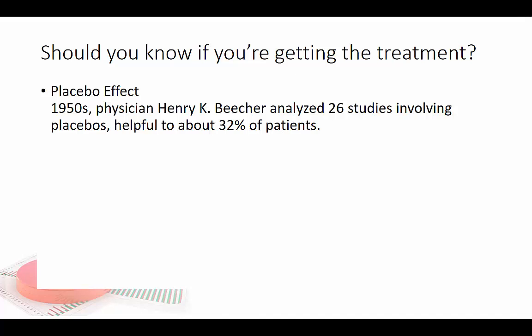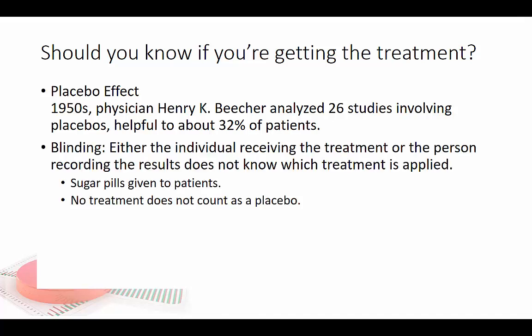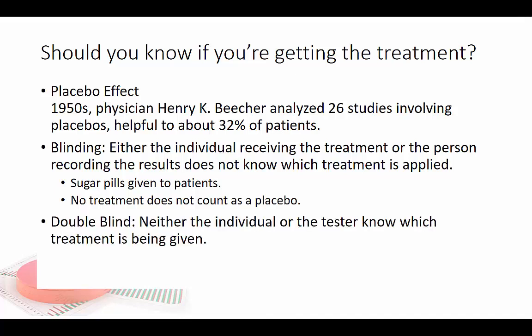All right. Now, how do we combat? Oh, by the way, this is not intentional by the people. It's just unconscious. It's sort of natural. So it's not them being bad. So how do we combat that effect? We use something called blinding. Either the individual receiving the treatment or the person recording the results does not know which treatment is applied. So usually we could say sugar pills are given to patients, that would be the placebo, and you can't even tell. If the patient can't tell which is which, that's called single blinding. And if both the patient and the person recording the results can't tell, that's actually called double blinding.